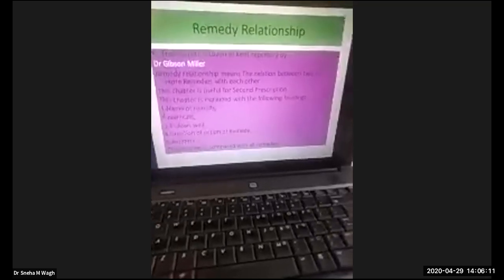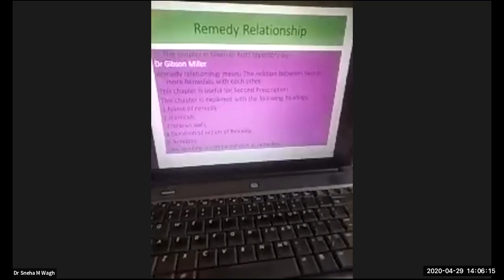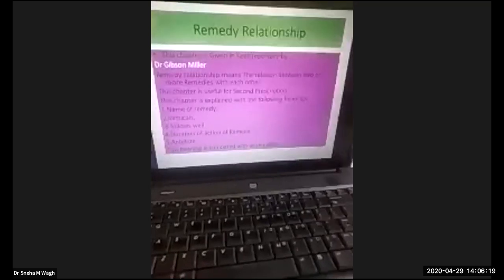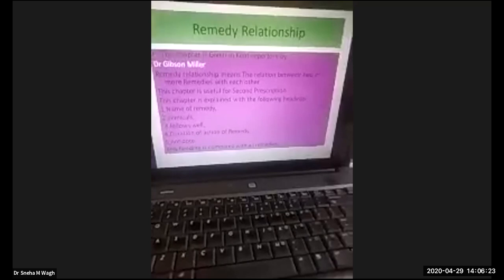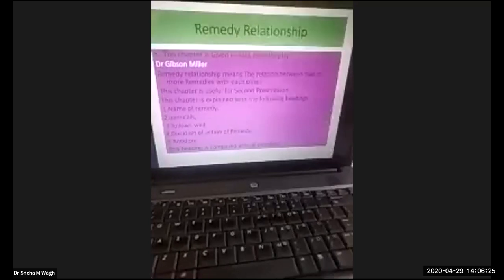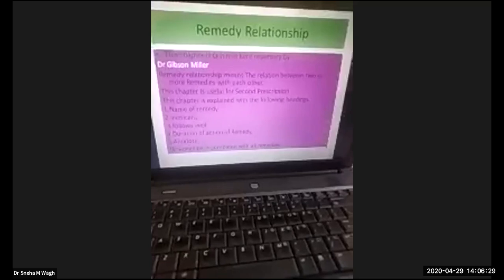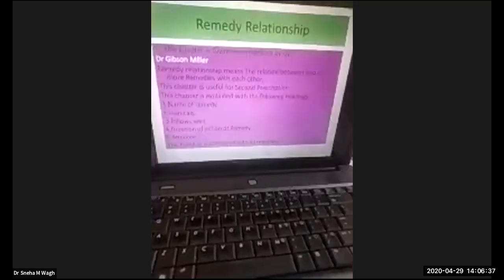This chapter explains the following headings. It shows the name of the remedy. It shows its relationship with the inimical remedies, then the follows-well remedies, then the duration of action of the remedy. It also shows the antidote. This chapter is very useful in finding the second prescription also.